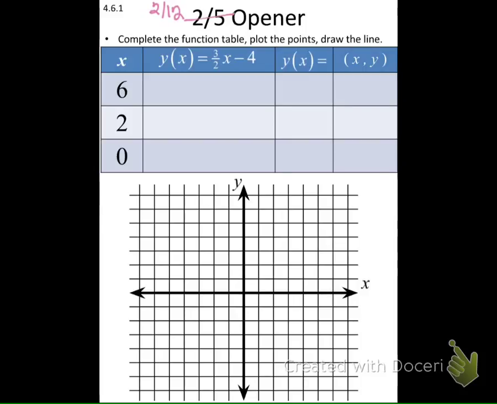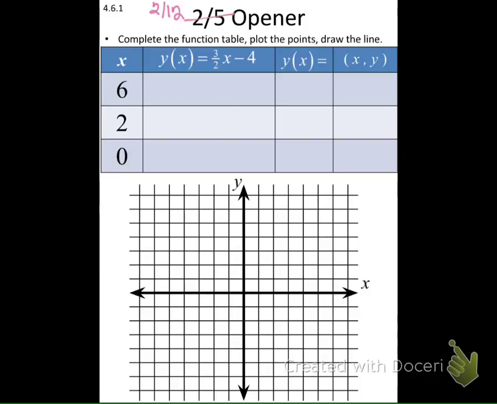So we're going to do 2 openers today, which is going to kind of be a review before you actually start working on your triad review. So the first opener we have, we're doing a function table. It says complete the function table, plot the points, then draw the line. Now when we complete a function table, we graph the points and we draw our line, we should always end up with a straight line.